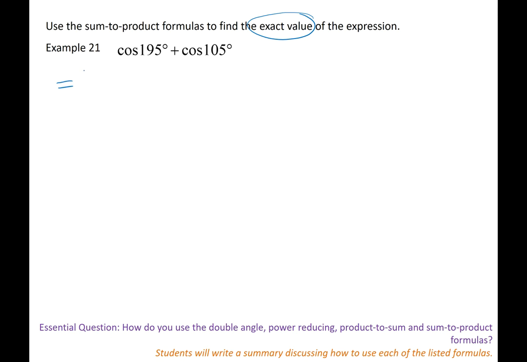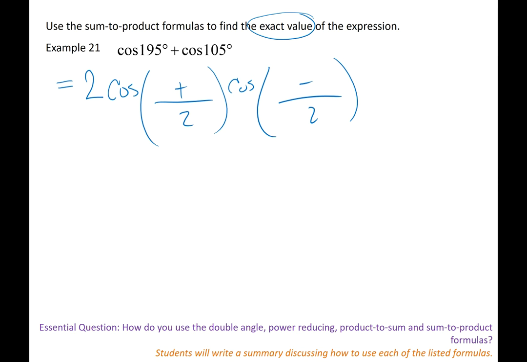What does this formula start with? 2. And then what's my first function? Cosine. And am I adding or subtracting first? Adding. And then what's my next function? Cosine again. Are we adding or subtracting? Subtracting. And then we're going to drop our angle measures in, 195 and 105. So you've got 2 cosine. What's 195 plus 105? And I know you don't have any calculators and no phones. What is it? 300. That wasn't so bad.